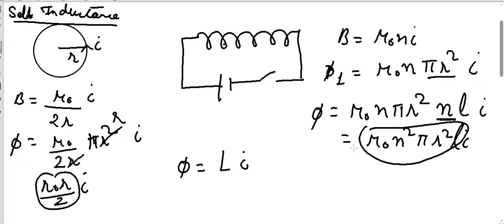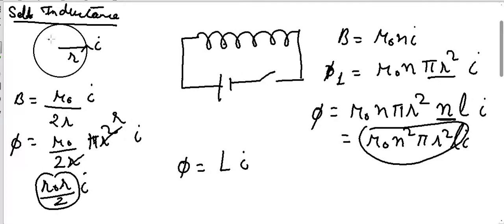We know that phi is equal to L I, and for a long solenoid we just derived that phi is equal to mu naught n squared pi r squared l I. So if phi is equal to L I and phi is equal to mu naught n squared pi r squared l I, that means for a long solenoid L is equal to mu naught n squared pi r squared l. So in general the flux through these circular loops depends on a geometrical parameter L, which is called the inductance of the solenoid.